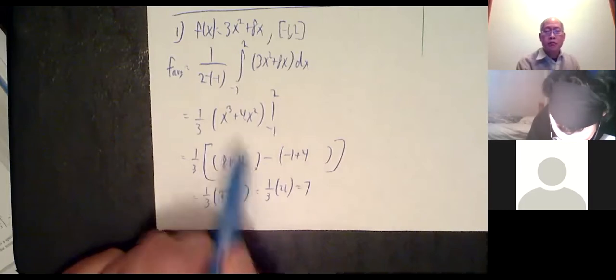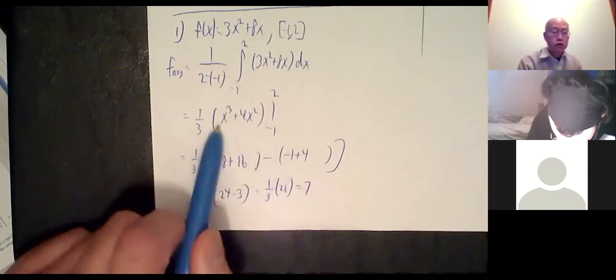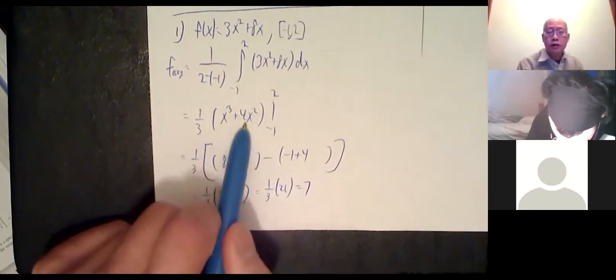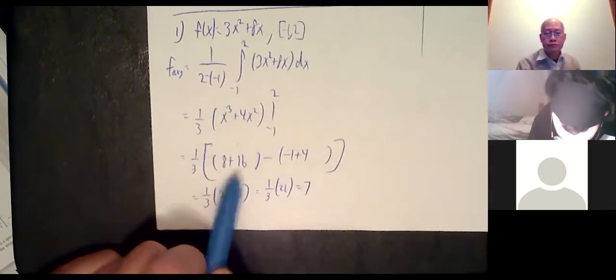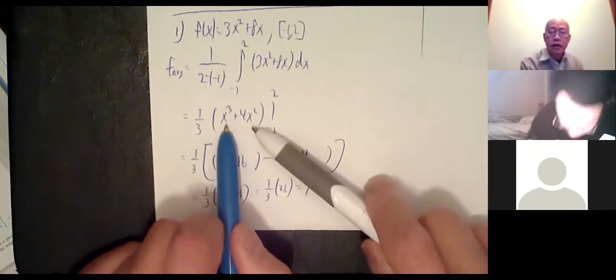Okay, leave out the 1/3. Paren, plug in 2, minus paren, plug in -1. So put a 2 here. 2 cubed is 8. Put a 2 there. Let's see, 2 squared is 4. 4 times 4 is 16. Minus parentheses, plug in -1 there, and -1 there. -1 cubed is -1.